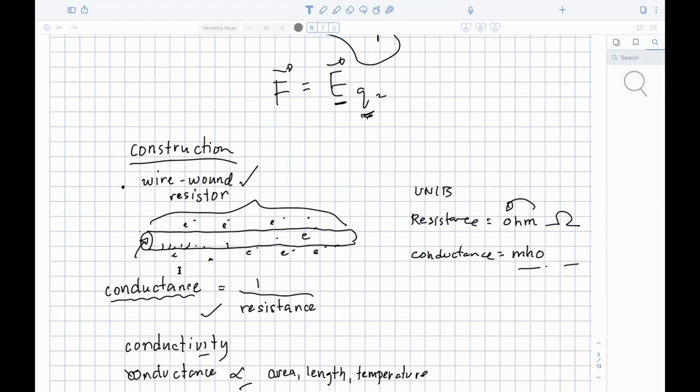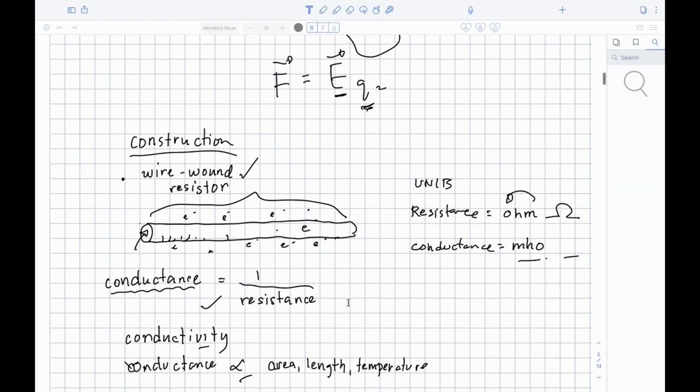Any material is said to have a conductance, and the conductance is just the inverse of resistance. The unit of resistance is the ohm, and its symbol is omega. And the conductance is mho. Do you know this, guys? It's just reversed, like toki, the reverse of ikot. So, conductance is mho.